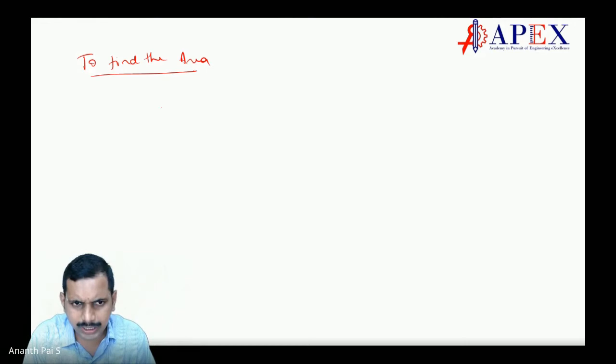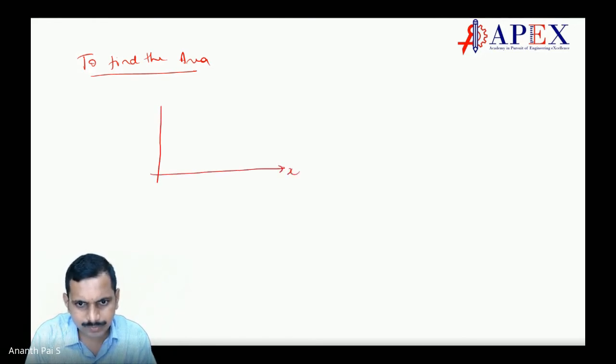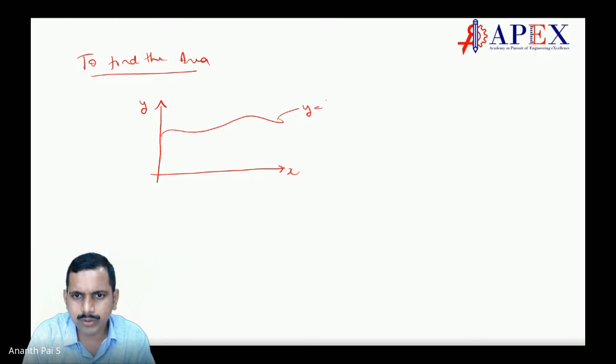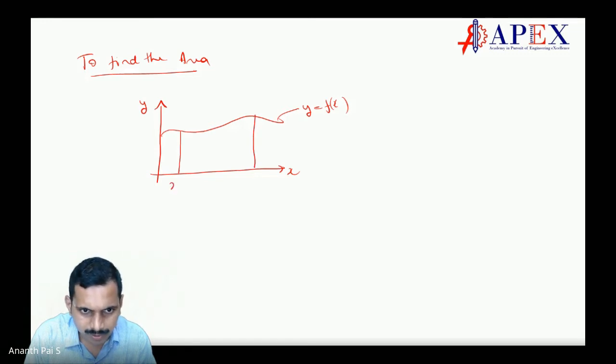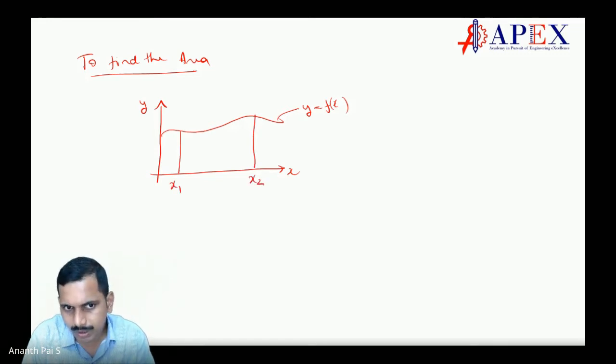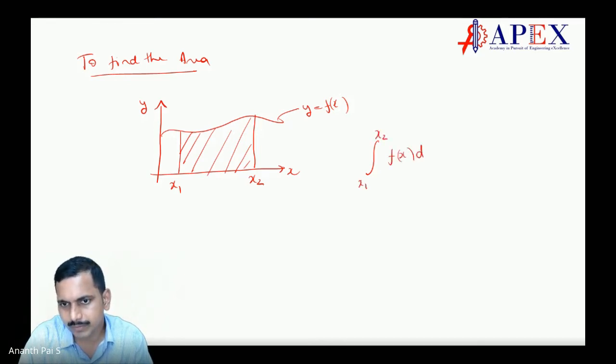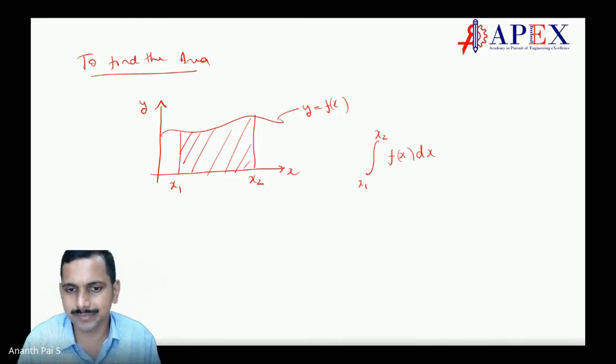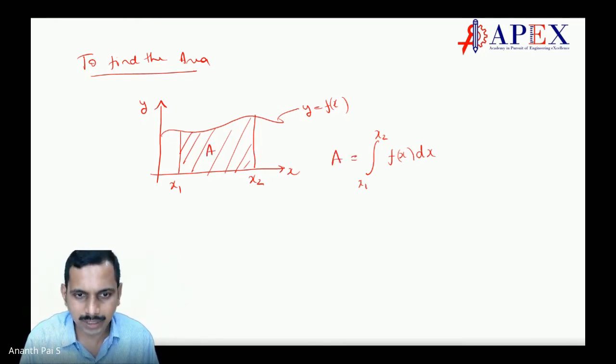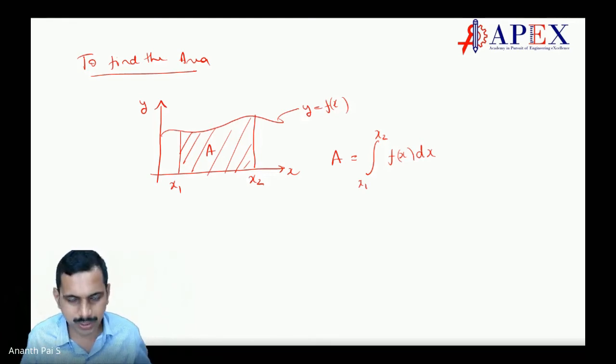Now, to find the area, what do you do? If you have x and you have y, this is very simple, students, but I am reiterating. If you have a curve, y is equal to f of x, and you take from here to here, say x1 to x2, to find the area I integrate. I say integration from x1 to x2 of f of x dx. What are you finding? You are finding this area A. So these are the only two purposes, students. Fine. Write this down.